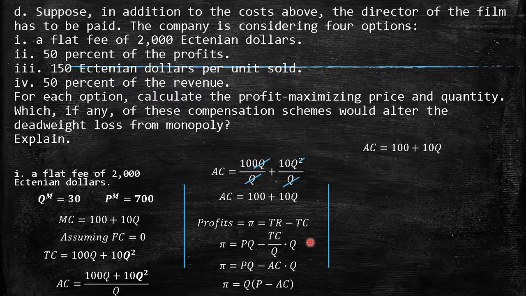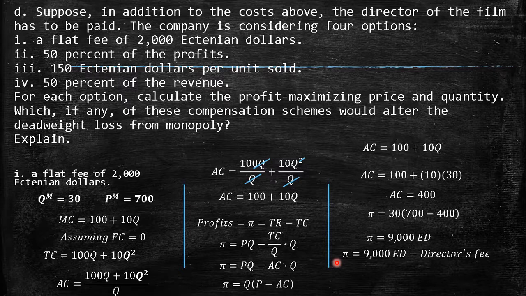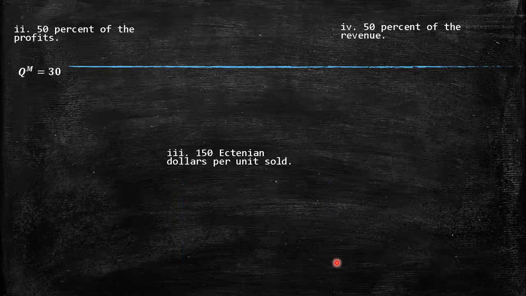Then we have here that the average cost is 100 plus 10Q. Then we just replace Q, and the average cost is 400. Then we have Q equal to 30, which was this one, times P, which is equal to 700, minus 400, which is the average cost. So it means immediately that this is the profits. Minus the director's fee, which is 2,000, then it should be $7,000 Ectenian dollars. This should be the profits.